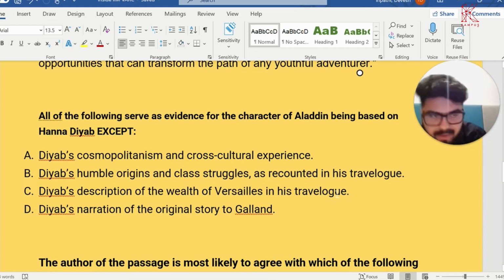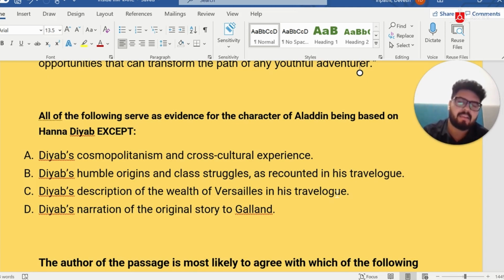This is again a very fine, correct option, because at one point in the passage we clearly see a comparison being made, where Hanna Diab went to Versailles and was just bewildered by the extravagance of Versailles. In a similar way, in Arabian Nights also, the main character Aladdin, when he reaches the palace, is just bewildered by it. So basically, there is a correlation, a similarity between the two. And Diab's description of the wealth of Versailles in his travelogue is in tandem with it. Now come to the fourth option.